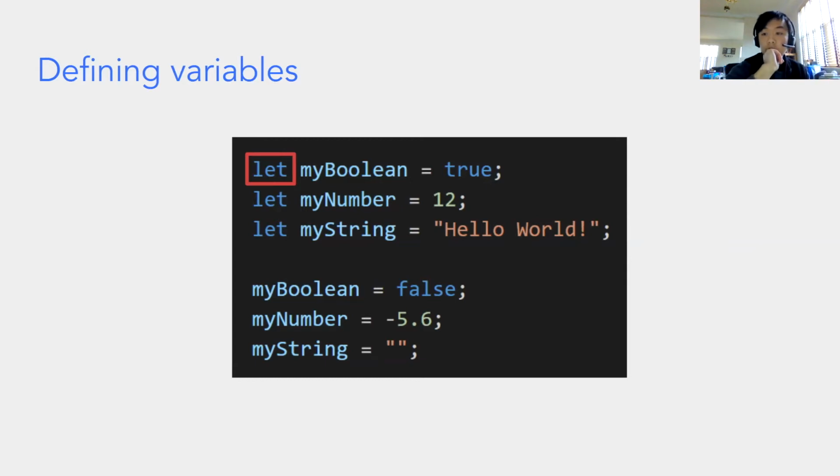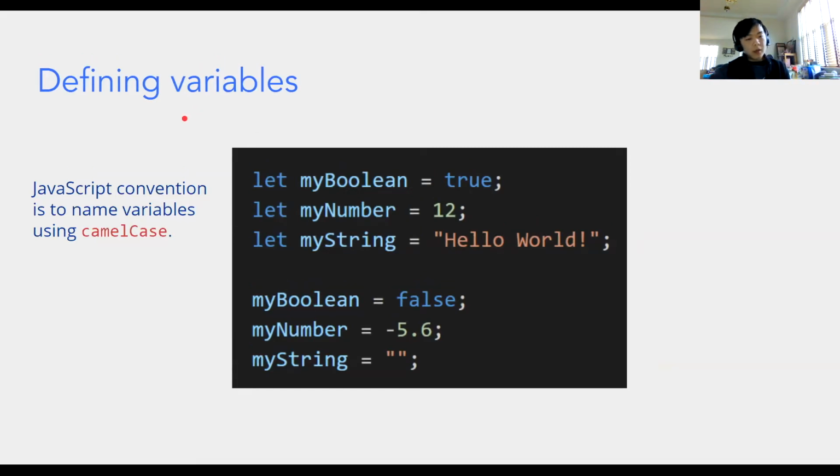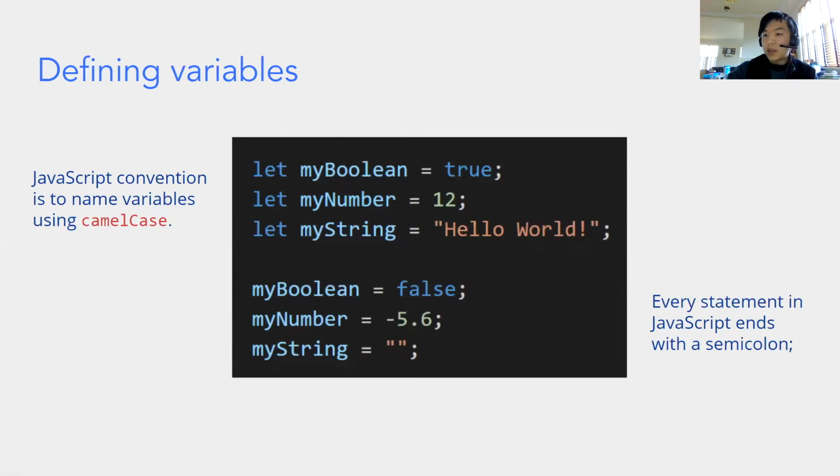Just from this snippet of code, there's a few things we can already note about JavaScript convention and syntax. One of them is that we use camel case to name our variables in JavaScript. By camel case, we just mean that every word is capitalized except the first one. It's kind of like a camel that has one or more humps. The other thing we note is that every line, every statement ends with a semicolon. This is what we use to tell the program, this statement has ended.